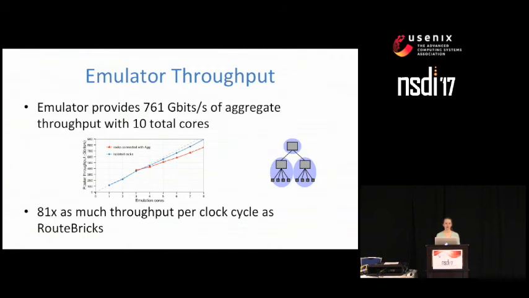This is because the Flexplane emulator only processes abstract packets, allowing it to maintain a small memory footprint. All of the memory used in this experiment fits in a 30 megabyte L3 cache shared by the 10 cores. In contrast, RouteBricks applications access 400 to 1,000 bytes from memory for each packet processed.